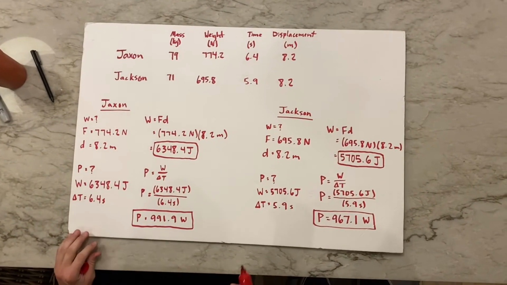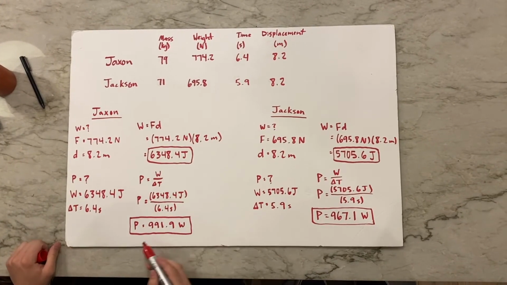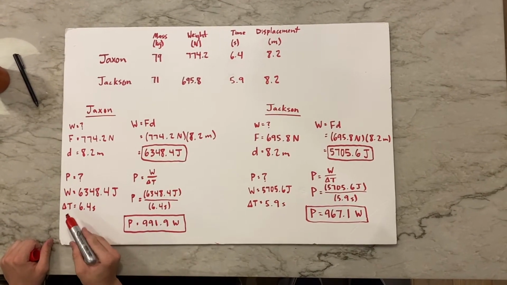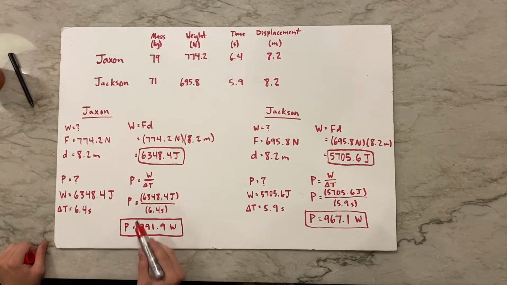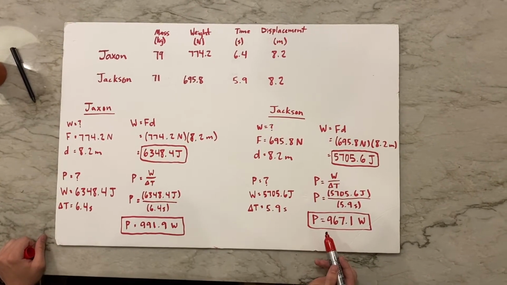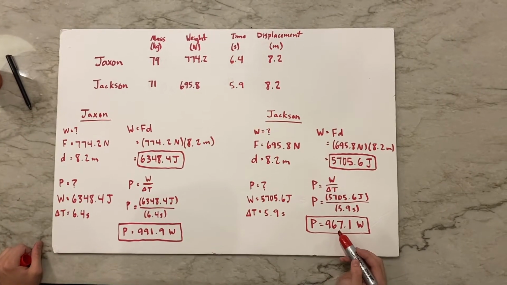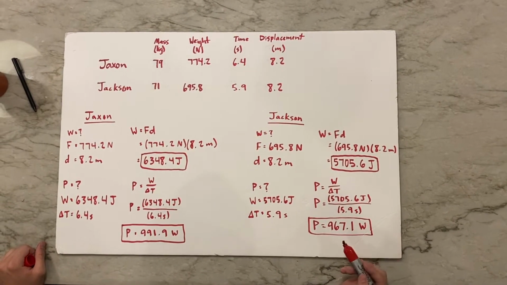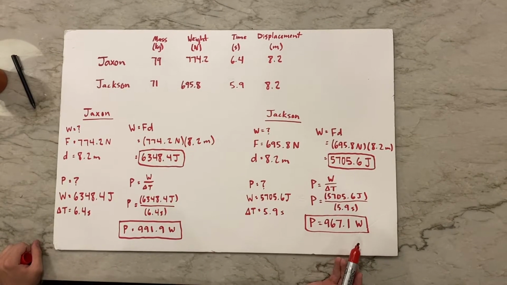Go. So, hopefully, after solving, you come to the same answers we did. Again, we used 4-line format. For the first Jackson, we got 991.9 watts. For Jackson number 2, we got 967.1 watts. Do you guys notice anything unusual about this data?